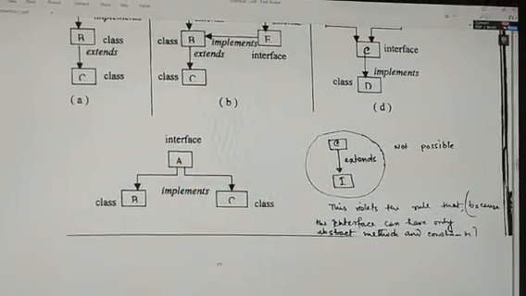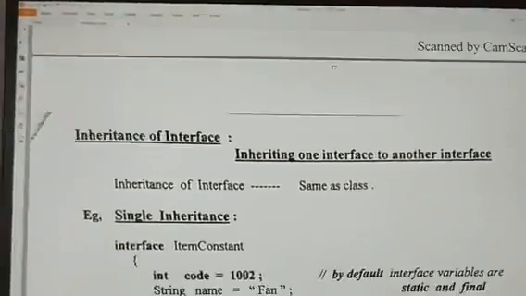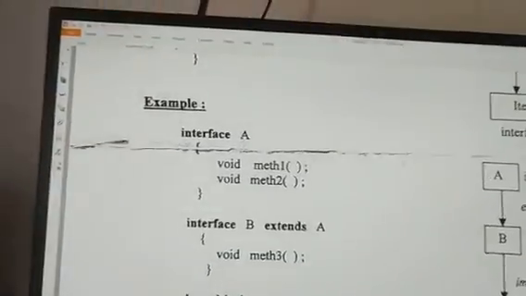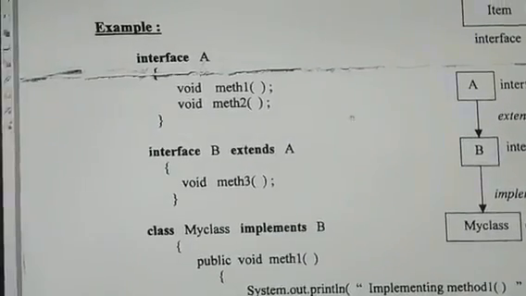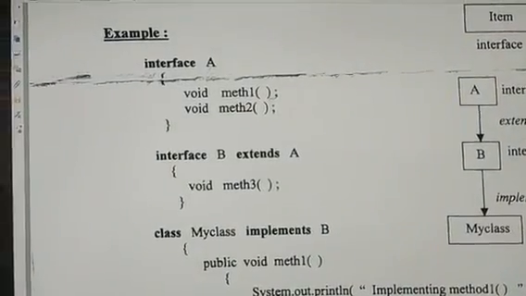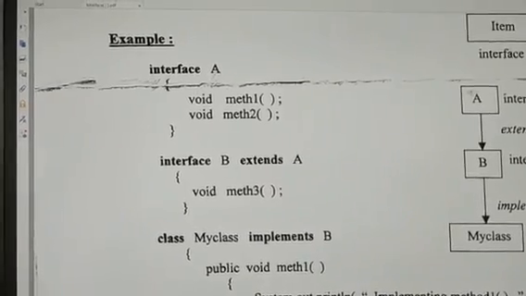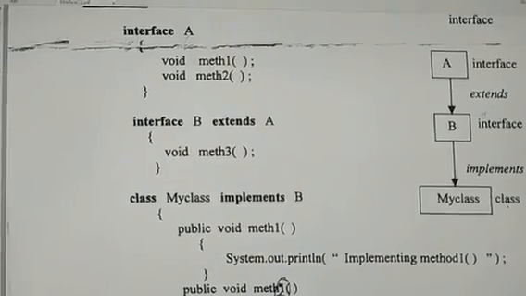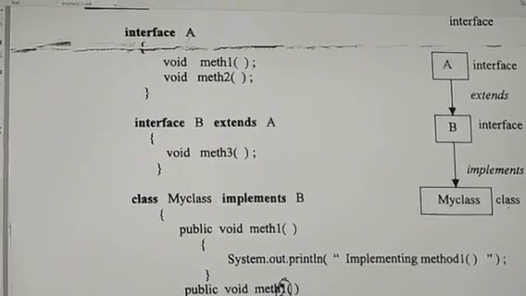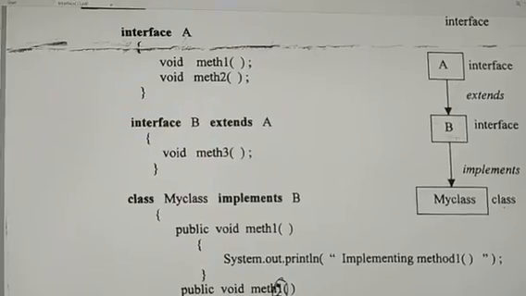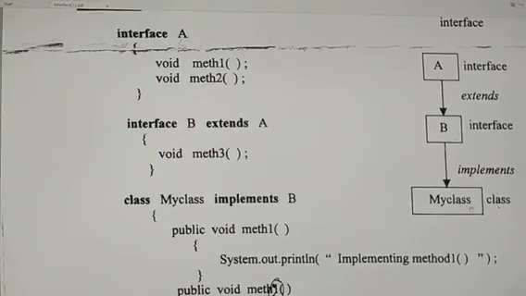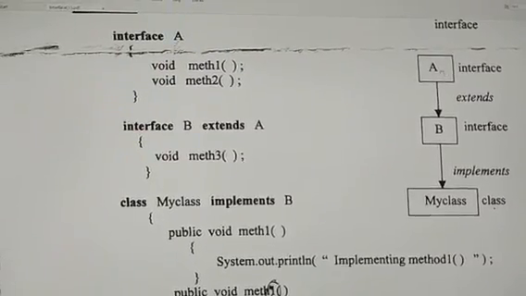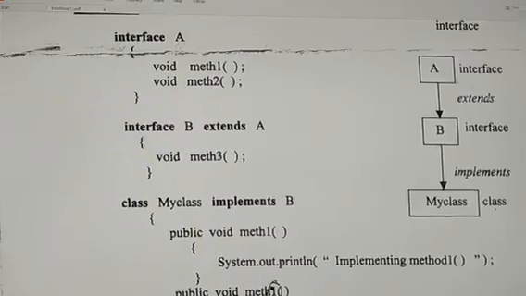Hierarchical inheritance has been shown here. Let us go to some examples. That one is very simple, you can understand it. Here is an interface A with two methods, method1 and method2. If we make the diagram, it will be much easier to remember the programs. First we have to make the diagram. Interface A is present, interface B is present, and my class is implementing here. Since A and B are both interfaces, we have to write extends between them.